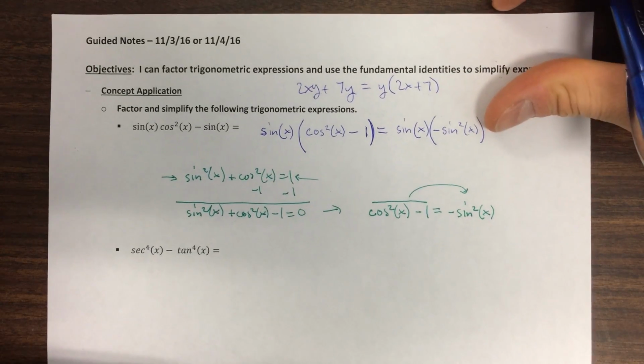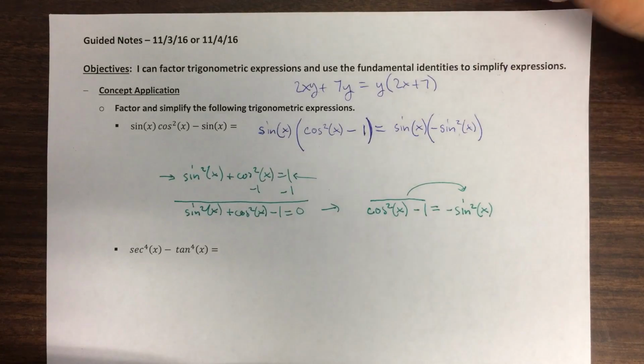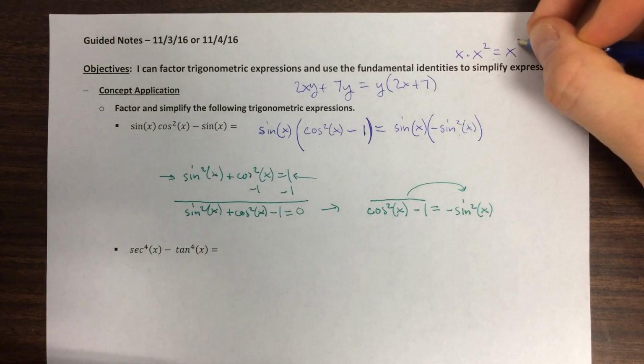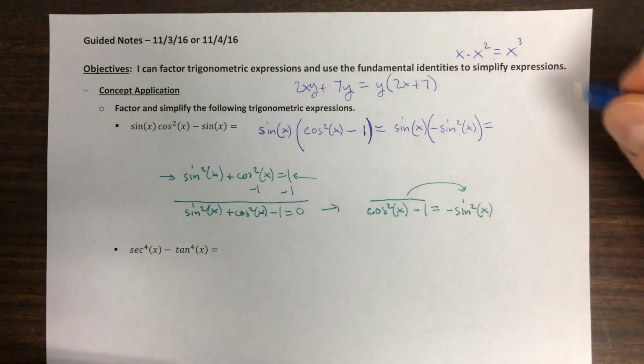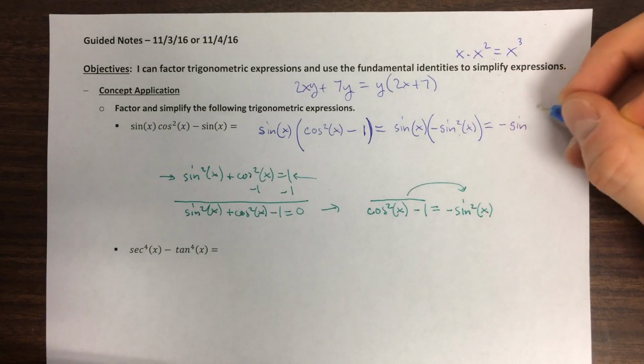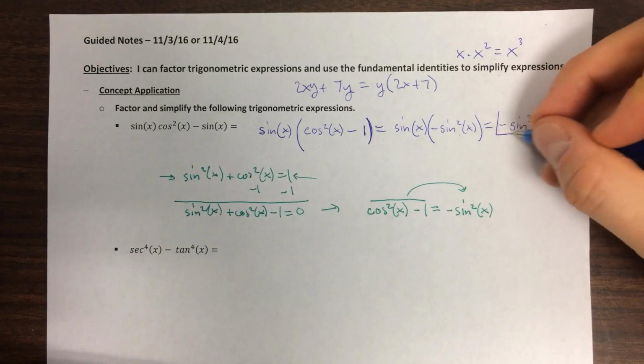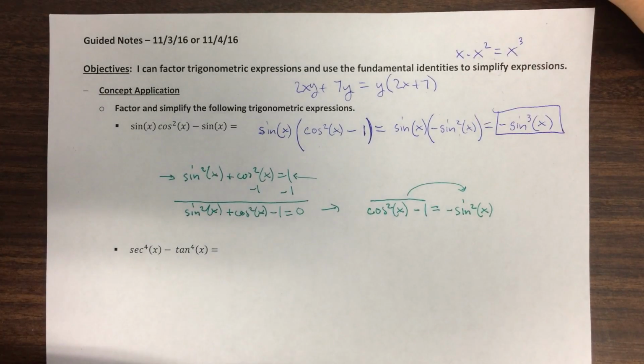And now if I multiply this, again, similar to x times x squared, that's x cubed. This would, with the negative still there, negative sine squared times sine will give us negative sine cubed. And that's what this simplifies to.